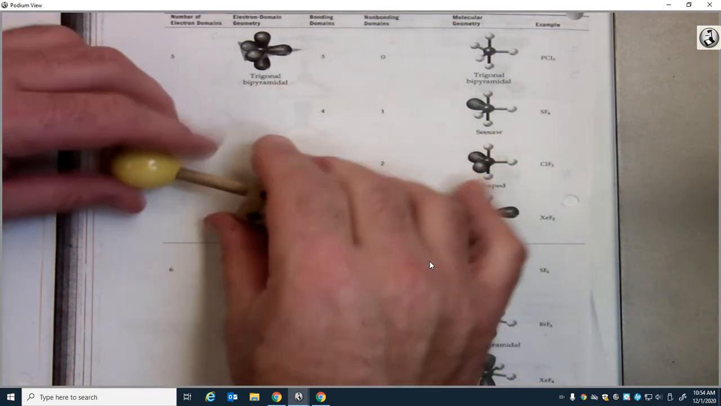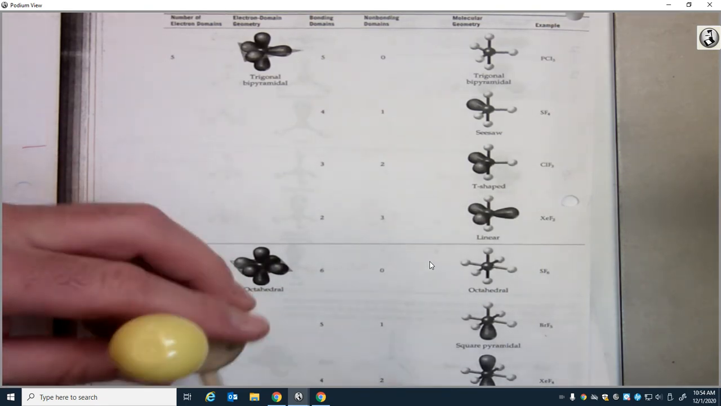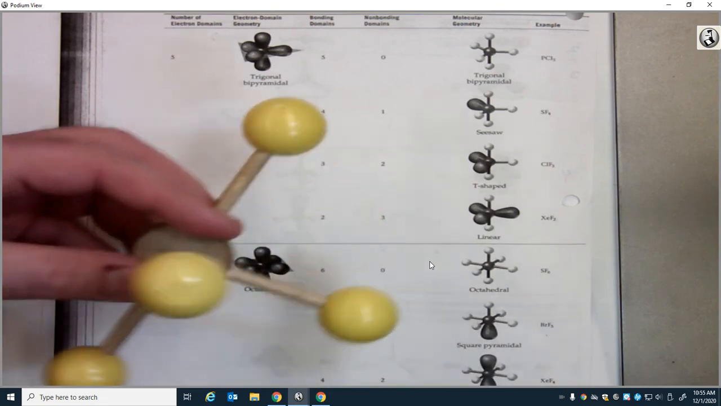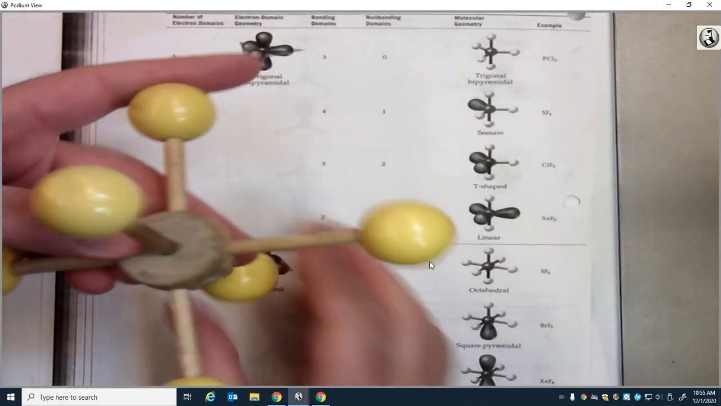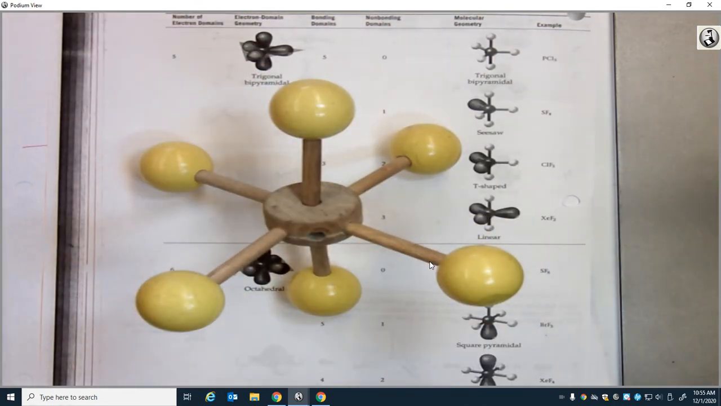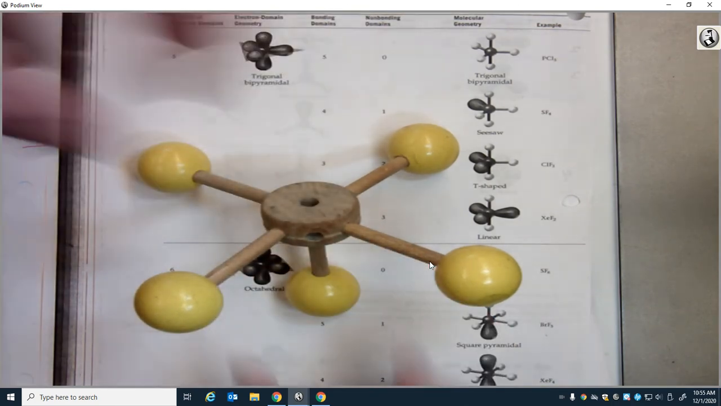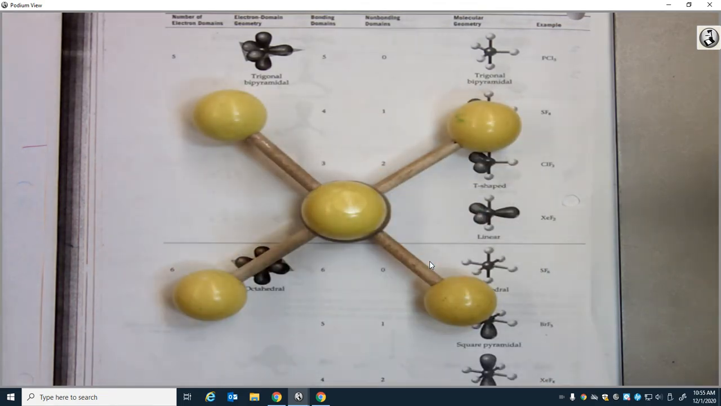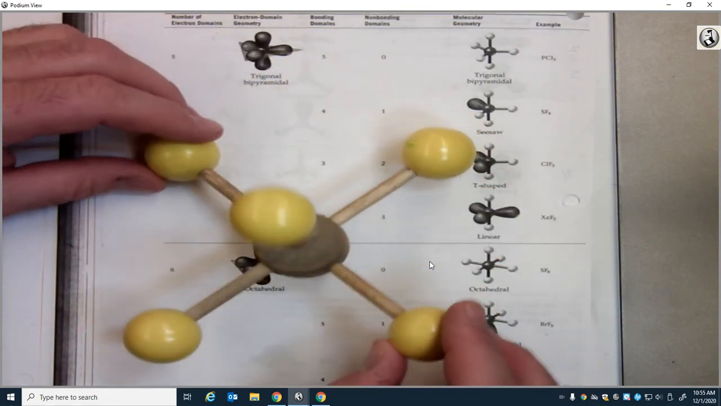Now there's some weird shapes for octahedrals too. So let's go ahead and put an octahedral together. And again, it's the same idea. We're just taking off bonding pairs and making them non-bonding pairs. So here's my octahedral. If we take off one bonding domain, let's take this one off, and make this a non-bonding, this is what's called a square pyramidal. I'll put it this way so you can see it.